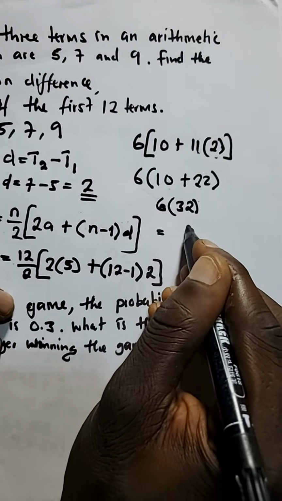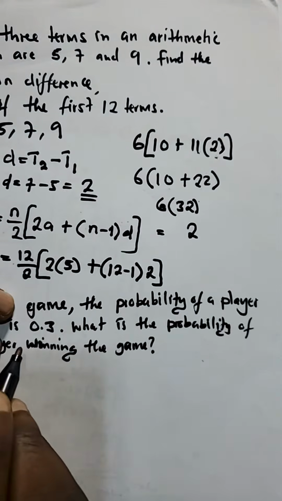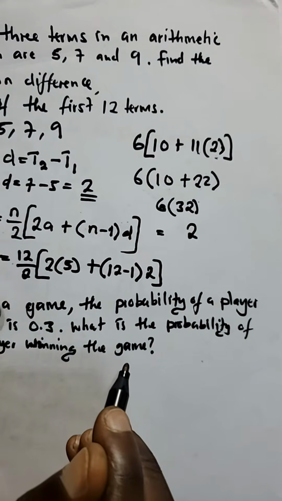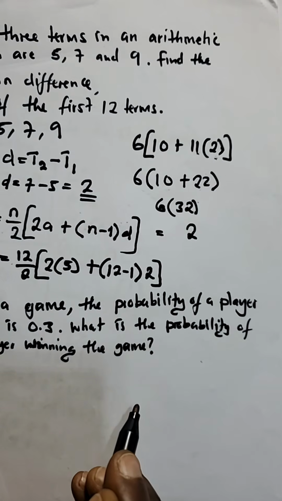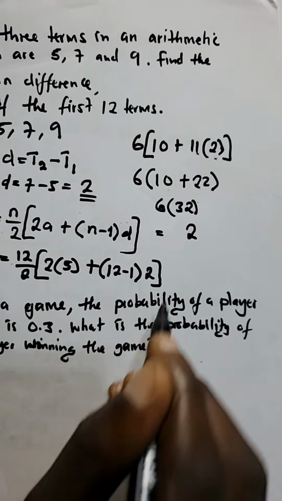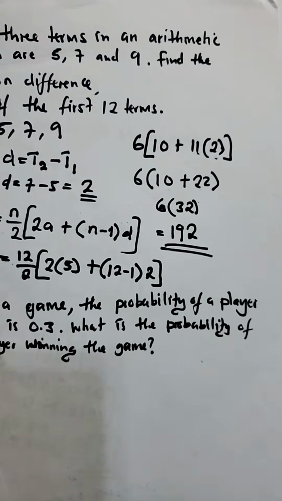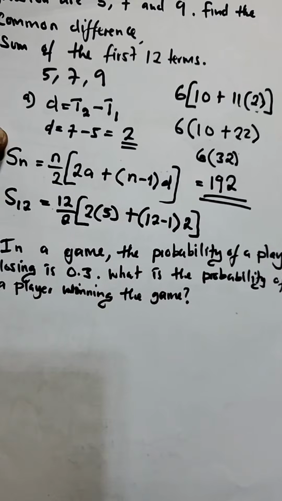6 times 2 is 12, so we write 2 and carry 1. 6 times 3 is 18. 18 plus 1 is 19. So you can write 19. Can somebody confirm if the answer here is correct as 192? Don't use a calculator, by the way. This is mathematics paper 1. We don't use calculators. Good. You are wise. All right.